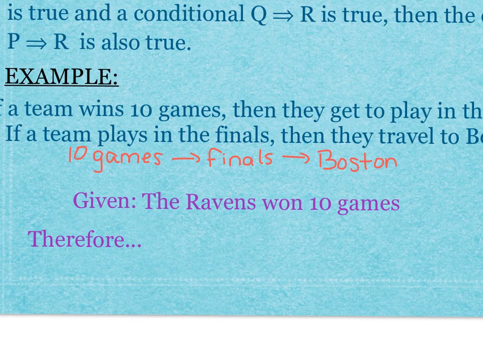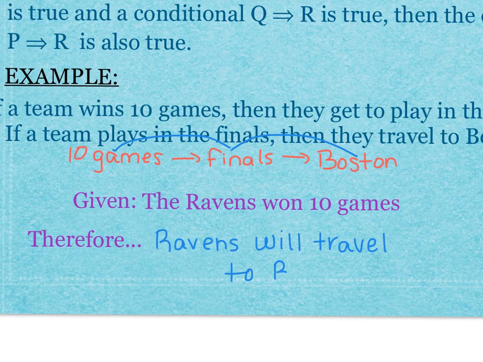See how I can combine those into one statement? Because my second sentence started here. It started with the finals, so I can turn that into another conditional and say if I go to the finals, then I get to go to Boston. So if I am told that the Ravens won 10 games, well, I know that the Ravens get to go to the finals, but then I also know that they get to travel to Boston. And you want to make the final conclusion. What is the end statement going to say? So therefore, the Ravens will travel to Boston. Okay, that's what the law of transitivity says.